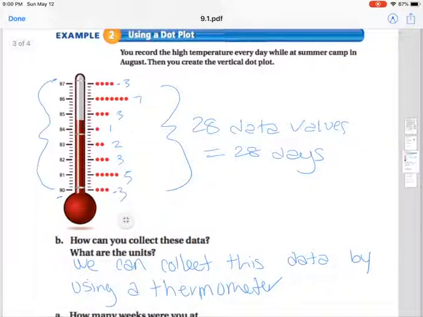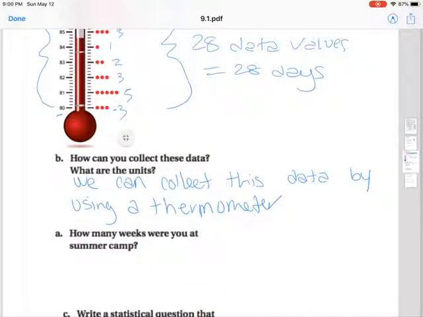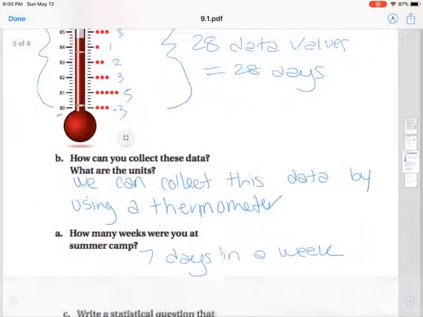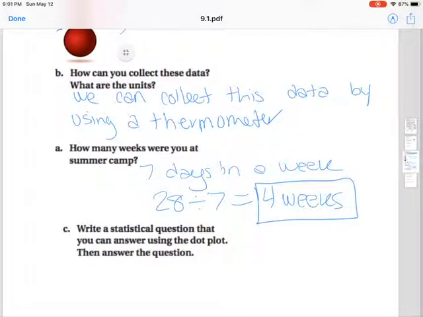So the question is asking us how many weeks were we at summer camp, and hopefully by now we know that there are 7 days in a week. Right? 7 days in a week. And if we had 28 days, we're just going to go ahead and divide our 28 days by 7 to get 4 weeks. So we were at summer camp for 4 weeks because we were there for 28 days, which is equivalent to saying 4 weeks.